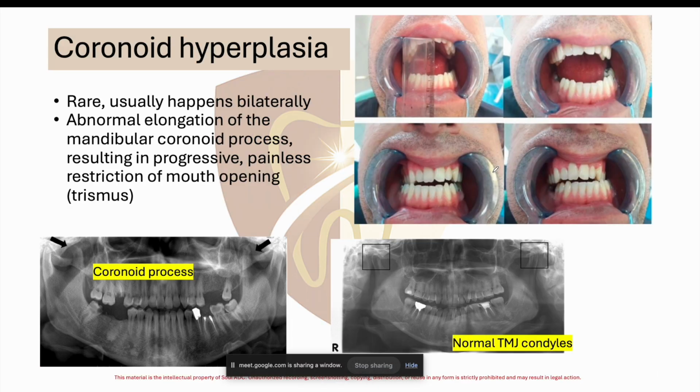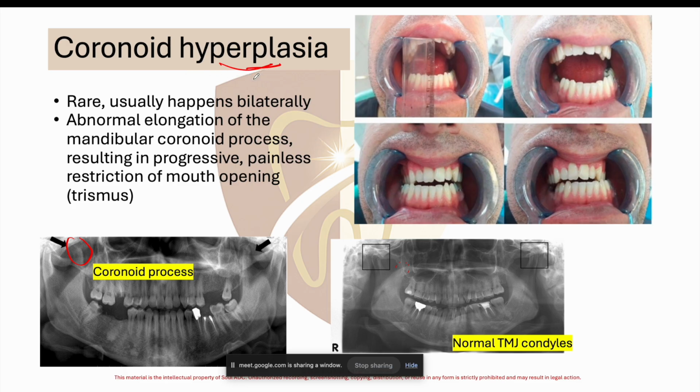Now, the last one is your coronoid hyperplasia. Coronoid hyperplasia I've already explained in the initial slides. So, it is a rare abnormality. What happens here is there is some enlargement happening. If you see here, your coronoid processes, this one, there will be enlargement. Generally, it is not that clearly visible because it is ending like here, and here it has gone further. So that's your coronoid hyperplasia.